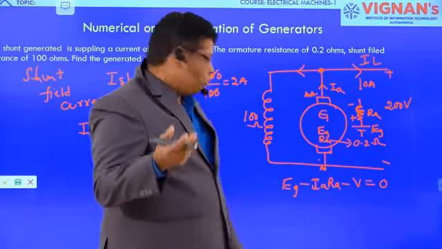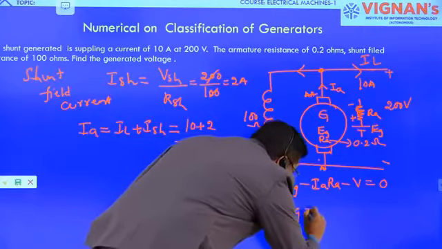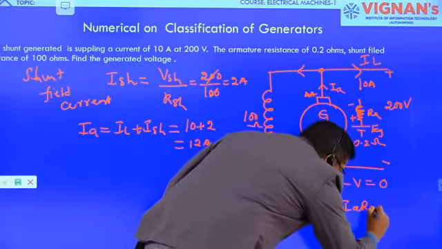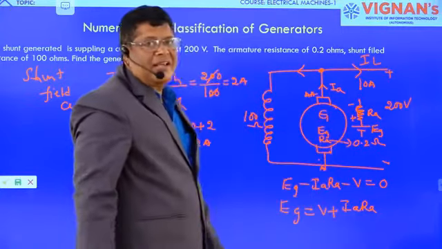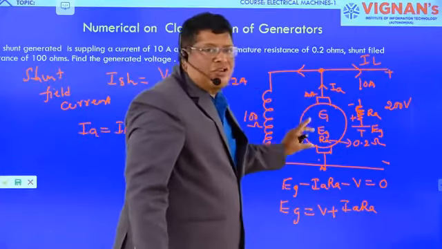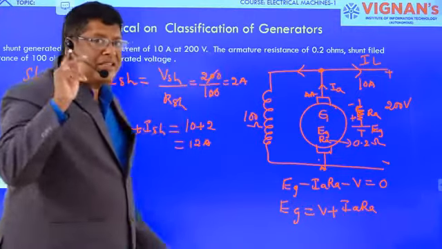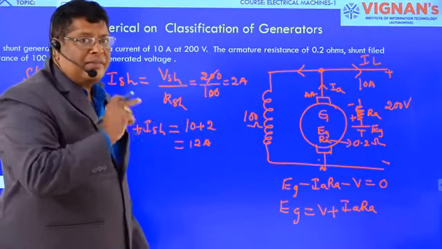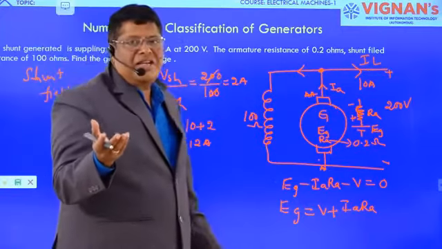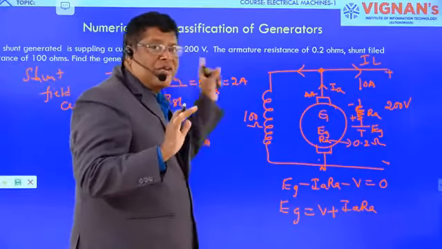Now this EG, the generated voltage, equals V plus IA RA. In this case, we neglect the brush voltage drop, because that is not given in the problem. If it is given in the problem, that also you have to consider. But here, we neglect the voltage drop across the brush. That is nearly 2 to 3 volts only. We neglect it because it is not given in the problem.